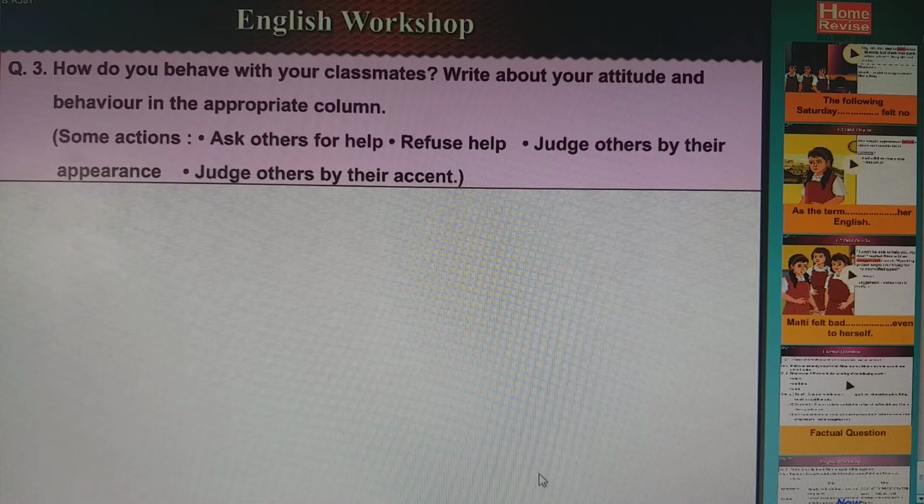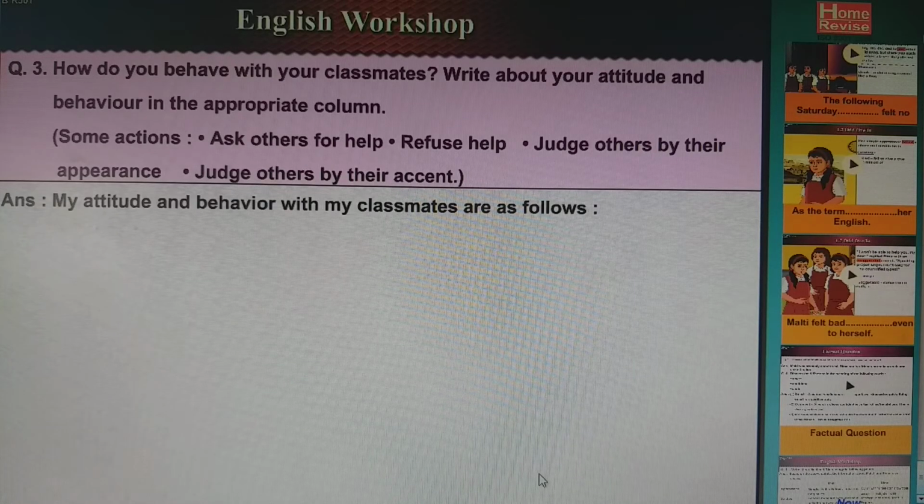Okay, the next question is: how do you behave with your classmates? You have to write about your attitude and behavior. Some actions they have given, like ask others for help, refuse help, judge others by their appearance, judge others by their accent. Accent means the talking style. There are three columns given: always, sometimes, never. But let us now see an example answer.